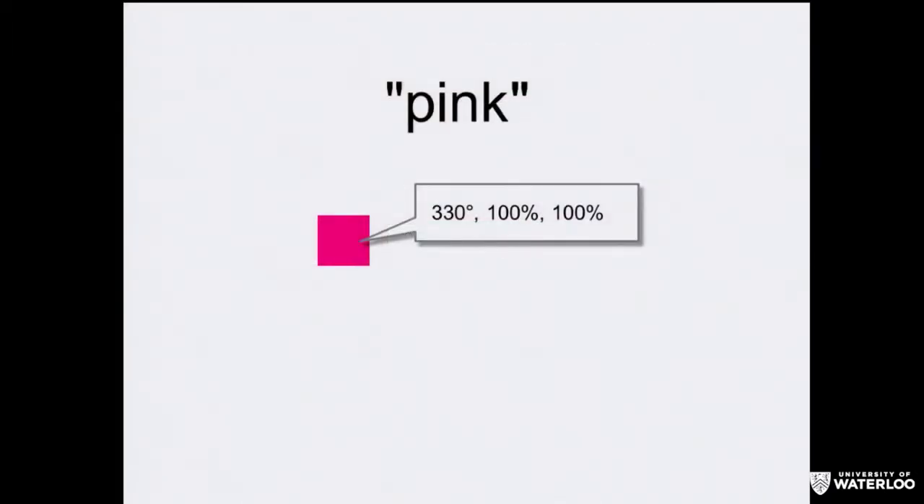All we need to do is define pink. So here's how I'm going to define pink. This is pink for the purpose of this code: 330 degree hue and super bright and super saturated. So like hot, fully saturated pink.